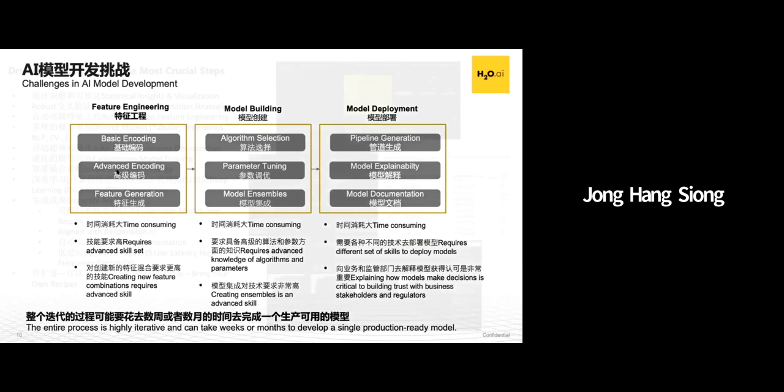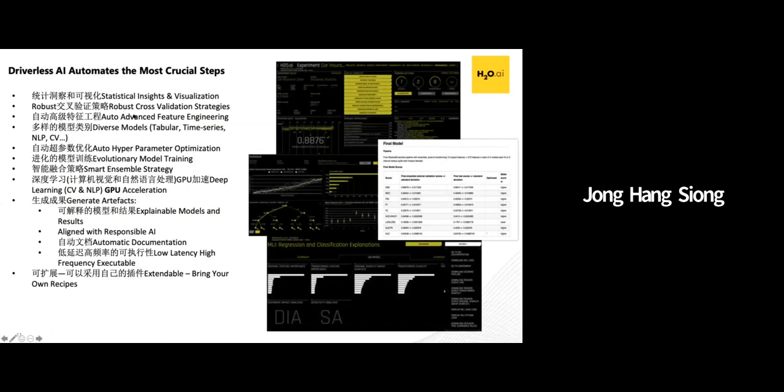Now we go one layer more in depth. What exactly does Driverless AI automate? These are some of the most crucial, most laborious, and most time-consuming steps. For example, before you train any model, you need to have some understanding of your data, which is a statistical summary of your data. And then there are things you need to do, for example cross validations, and you need to create new features or new columns to be included there. This step is also automated.